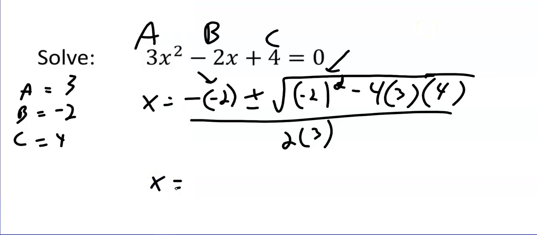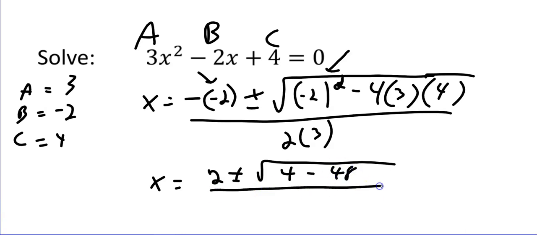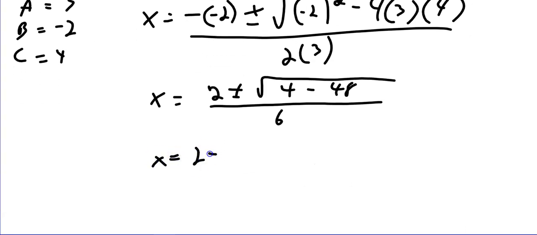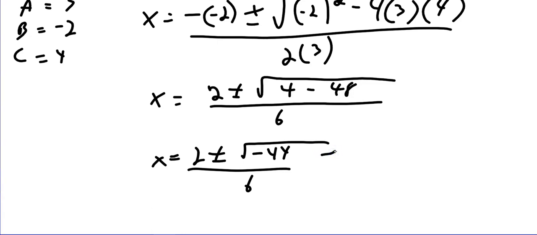So next we do x equals, the opposite of negative 2 is 2, plus or minus, 2 squared is 4, minus 4 times 3 is 12, 12 times 4 is 48, all over 6. So that gets me to x equals 2, and just step by step. This is long, but it's really easy. It's just number crunching. Negative 44 over 6. Now remember, this is going to break down to 4, 11, and negative 1, all square root, if you need to put that, and remember that.